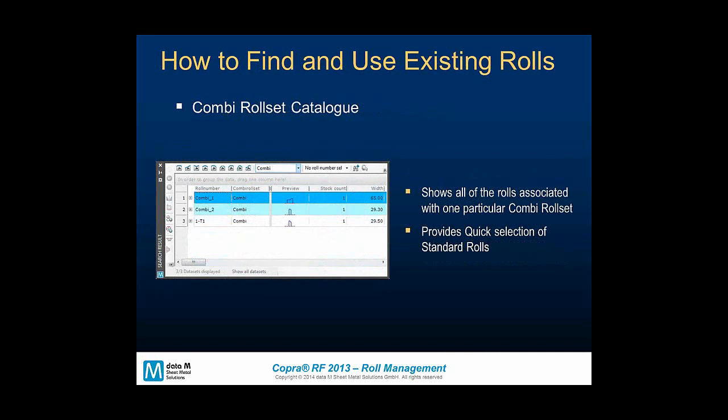And of course we can generate a combi role set catalogue. This shows all of the roles associated with one particular combi set. This could be a set of spacers, for example, maybe for a stud or for a track or something similar such as a cable tray. The combi role set catalogue provides quick selection of standard roles for use in the COPRA role design. So we can select multiple widths and generate different profiles and geometry depths and heights in doing so.